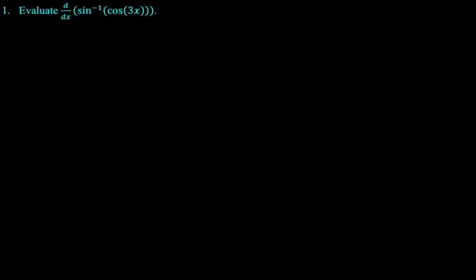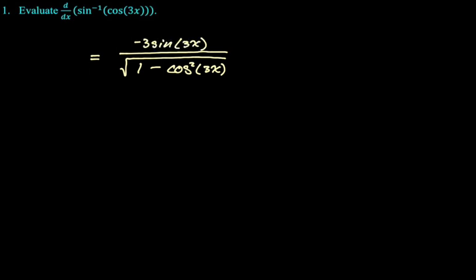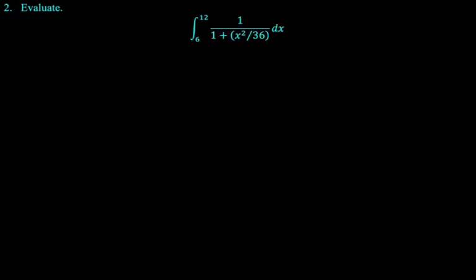Let's do it. Evaluate the derivative of arcsine of cosine of 3x. All right, the derivative of arcsine is 1 over the square root of 1 minus u squared times the derivative of u. So let's just start with that. 1 over square root of 1 minus u squared, so u is cosine of 3x, so we'll get cosine squared of 3x, times the derivative of cosine of 3x, which is negative 3 sine of 3x. And that's the whole problem, but I mean, if you don't know how to do it, you don't know how to do it. So let's take a look at the next one.